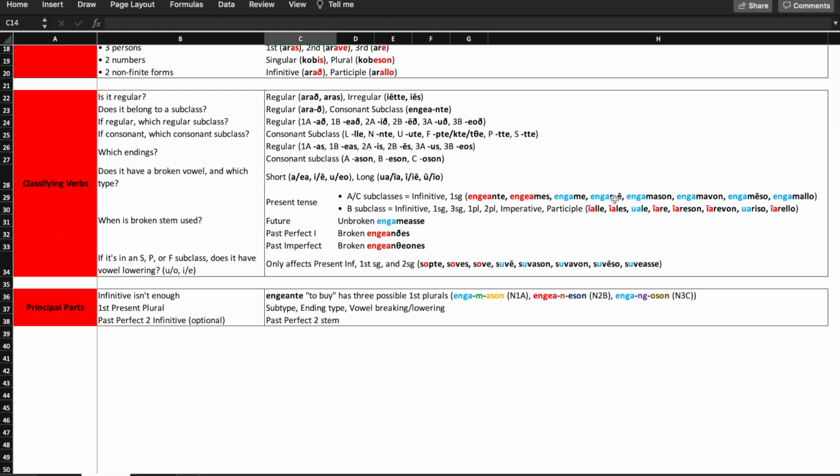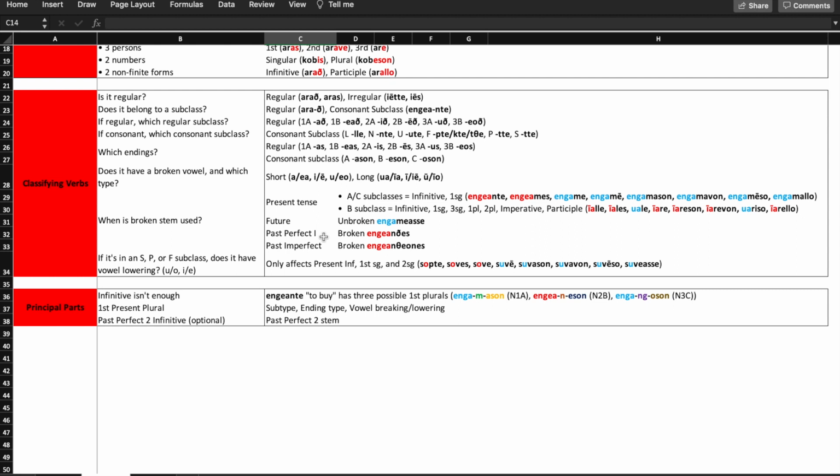The unbroken form is in blue, whereas B subclass endings have the broken vowel in the infinitive in first person singular, but also in the third singular, first and second singular, the imperative and the participle, which is again exemplified here, broken forms in red, unbroken forms in blue. In the future tense, there will always be an unbroken vowel, while in the past perfect and the past imperfect, there will be a broken vowel. Remember that the second past perfect has a different stem anyway, so asking whether the stem changes with a broken vowel doesn't really make any sense.